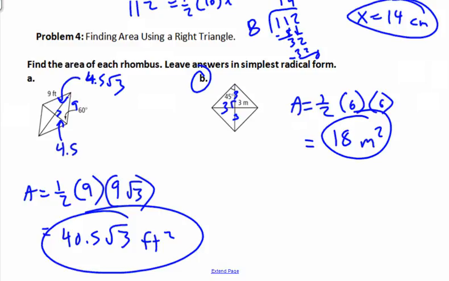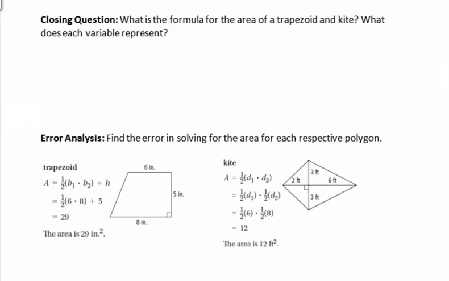Alright? So that is all for this one. Why don't you go ahead and answer the closing question, which is, what is the formula for the area of a trapezoid and a kite? What do the variables in those represent? And then try to do the error analysis at the end there. But that concludes section 10.2, focusing on area of trapezoids, rhombuses, and kites.